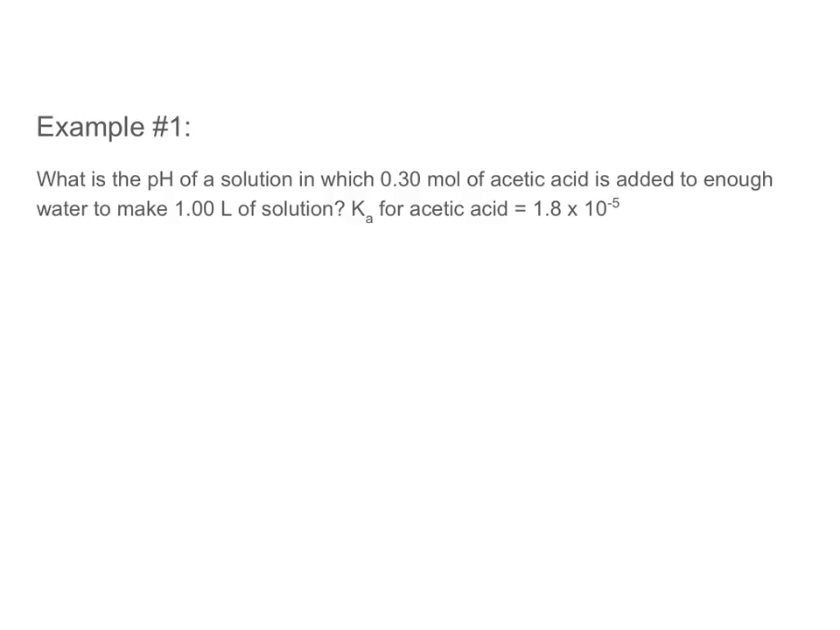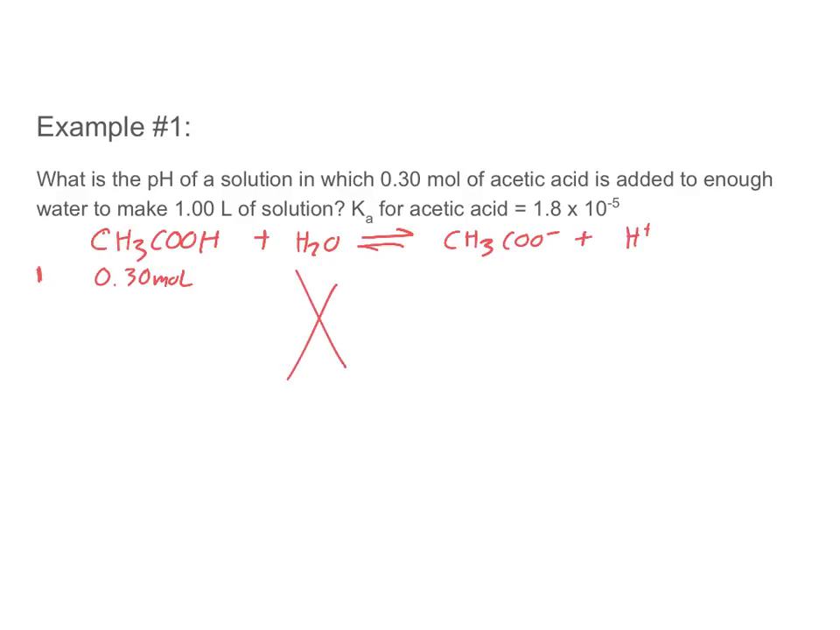I'm going to have my acetic acid, CH3COOH, plus water. It's going to be hydrolyzed to produce the acetate ion, CH3COO minus, and the hydronium, or in this case, H plus. Initially, we have 0.3 moles of acetic acid and enough water to make 1 liter of solution. Because it's 1 liter, I'm just going to use moles because it might be easier to follow. So 0.30 moles here. Water is not significant because it's a liquid.